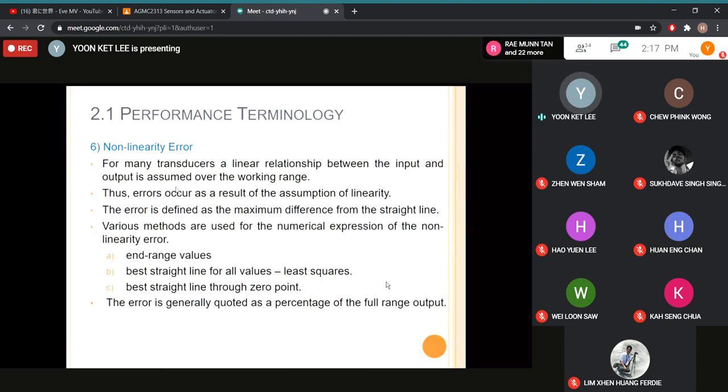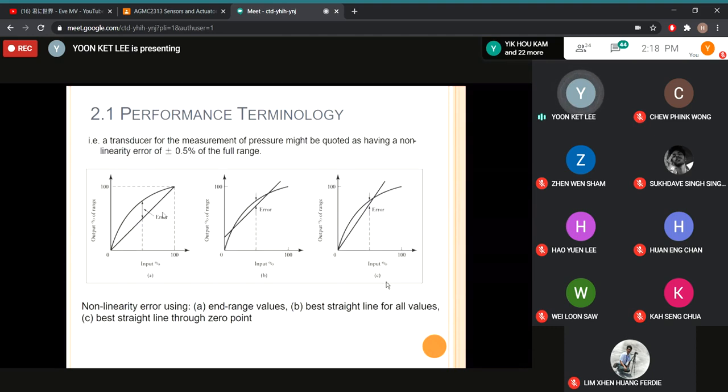We also have a non-linearity error. For many transducers, a linear relationship between the input and the output is assumed over the working range. Sometimes when you want to plot the graph after you do the experiment, for example torsion or whatever, you have a lot of points. So how are you going to connect the points?